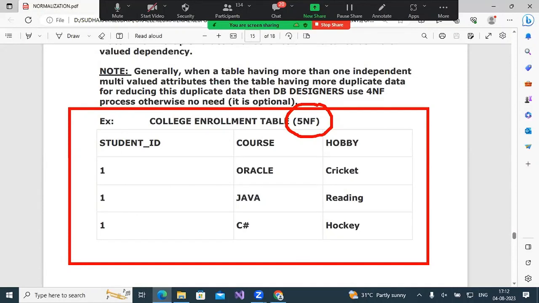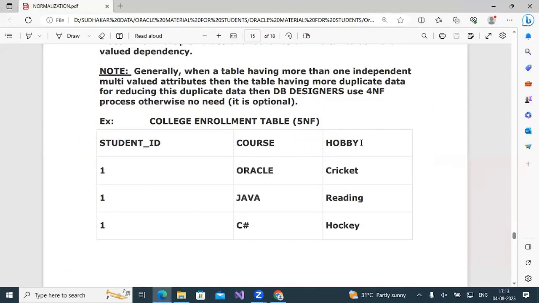Why do real-time people not verify these two techniques in their projects? Because if you divide your normalization form or table, if multi-valued columns are divided, then it is called 4NF. If multi-valued columns are not divided, then it is called 5NF. That's why we call these optional techniques. Understand?